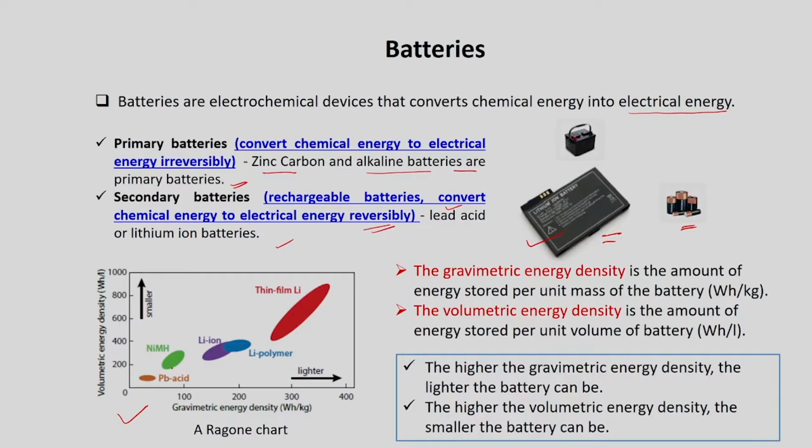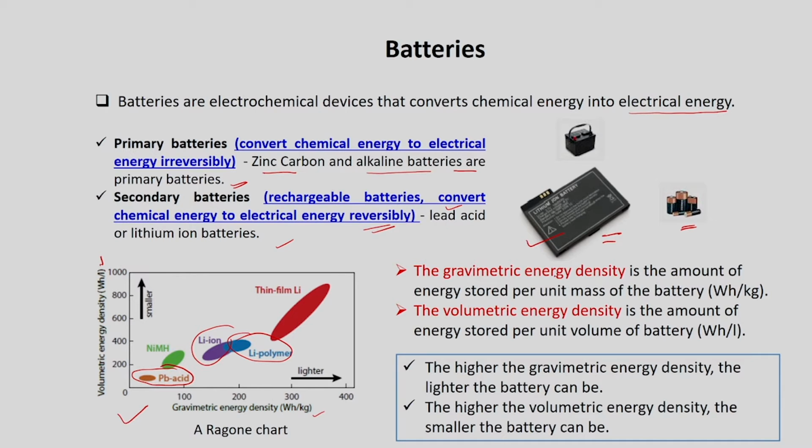So you can see the position of lead acid batteries is here, and lithium-ion batteries and lithium polymer batteries are here. Okay. In the vertical axis it shows volumetric energy density, and in the horizontal axis it shows gravimetric energy density. Gravimetric energy density represents watt hour per kg, and volumetric energy density represents watt hour per liter. Okay. So what does it mean?